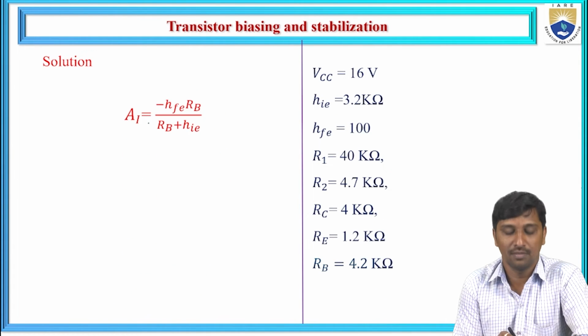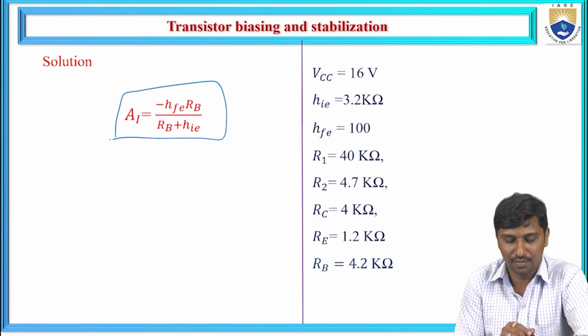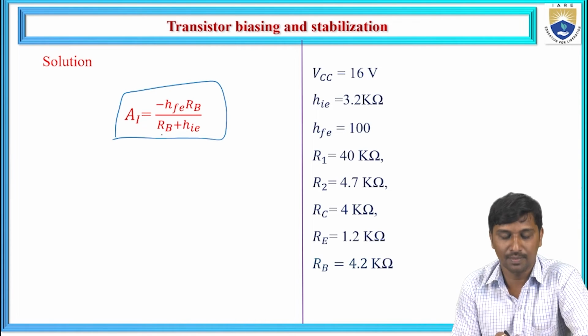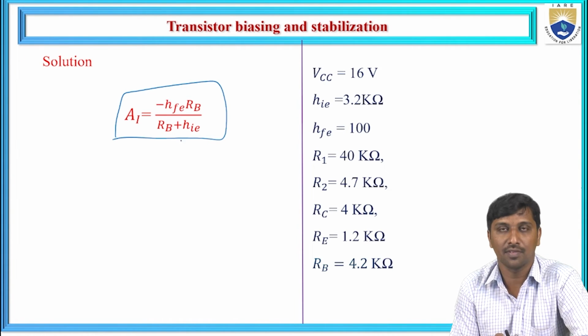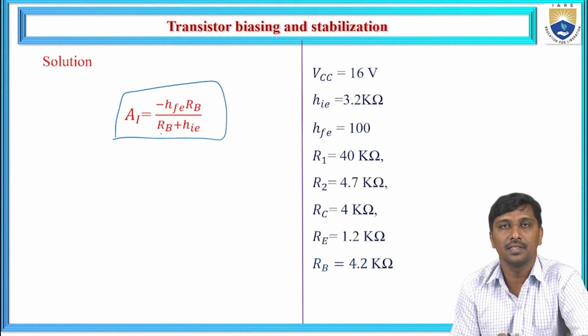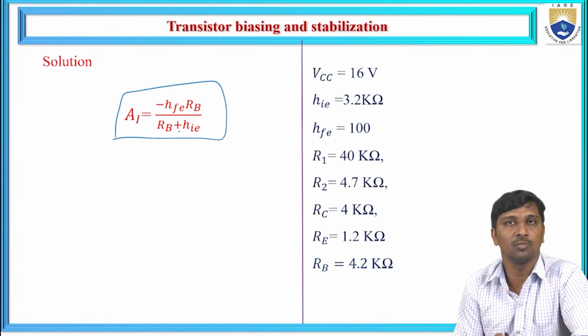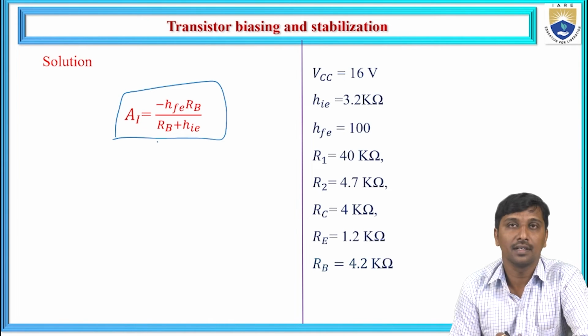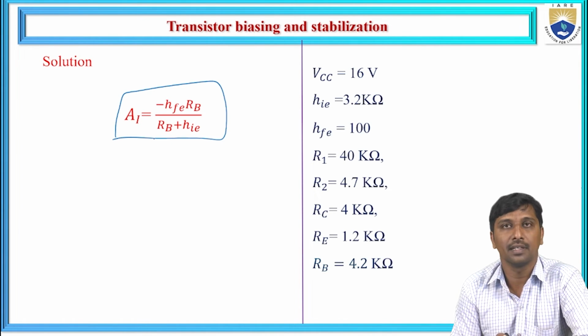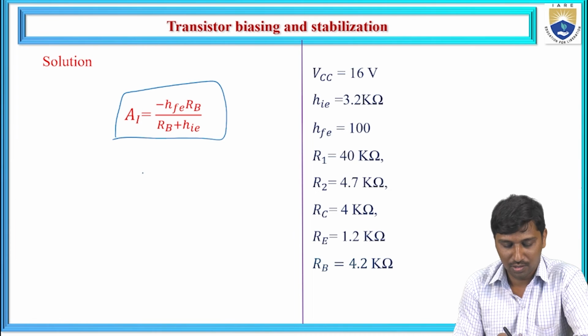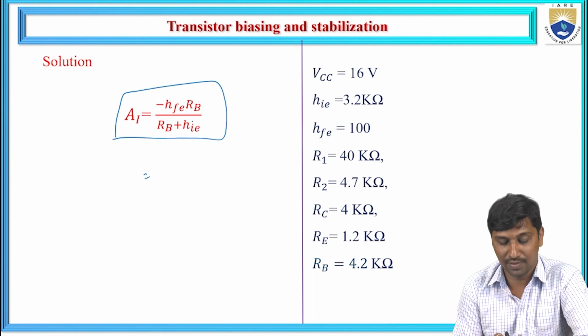Now, similar to that, we need to find out the current gain of the CE amplifier, that is represented as minus hfe times RB by RB plus hie. If you want these relations, you can refer to the CE amplifier analysis using small signal model session. From that session, I have taken this mathematical formula directly. So hence this is minus hfe times RB by RB plus hie.